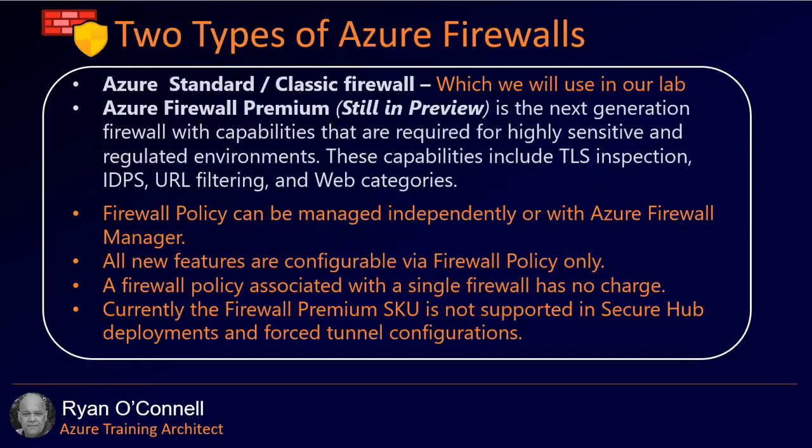There are two types of firewalls in Azure. We have the Azure Standard/Classic Firewall, which is what we will use in our lab. Azure Firewall Premium, still in preview, is the next generation firewall with the capabilities that are required for high sensitivity and regulated environments. These capabilities include TLS inspection, intrusion detection, URL filtering, and of course web categories.